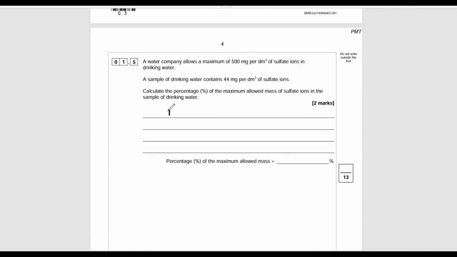We just want to go 44 divided by 500 times 100. So calculate the percentage of the maximum allowed mass. 44 divided by 500, times 100 equals 8.8. And here we go, that's the end of that question.